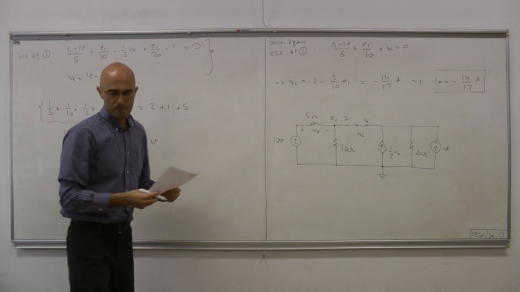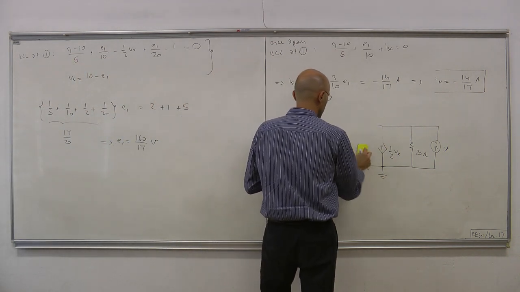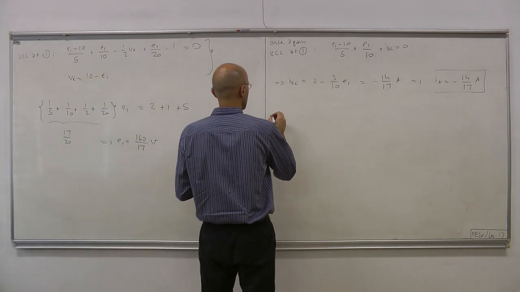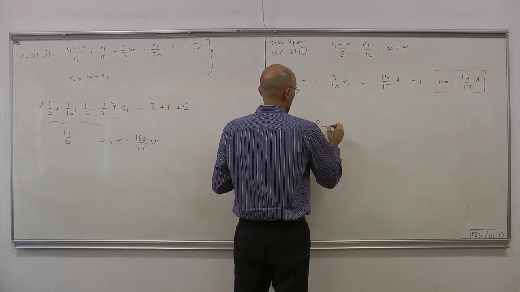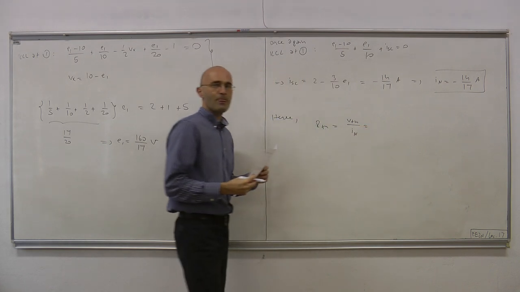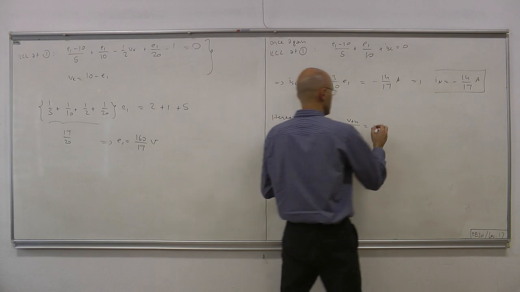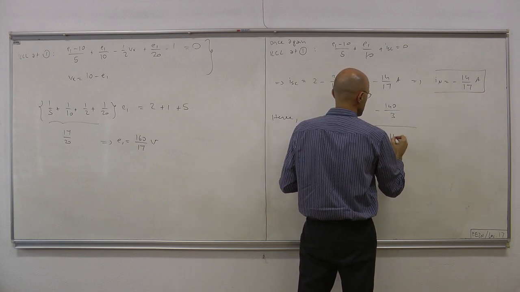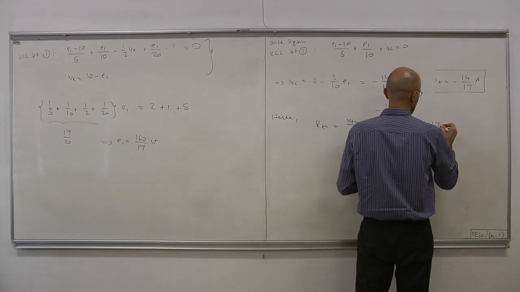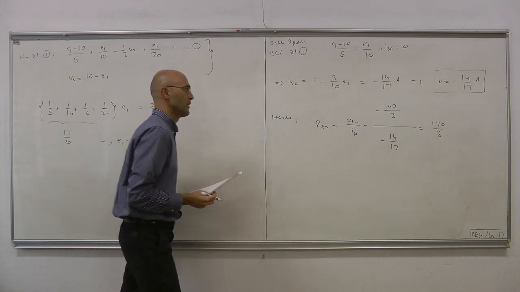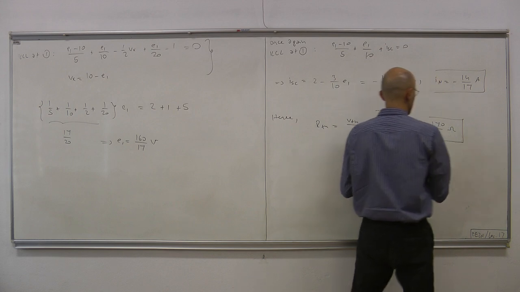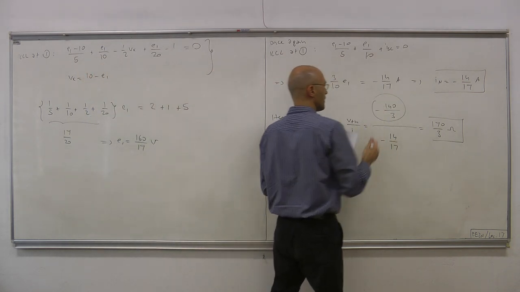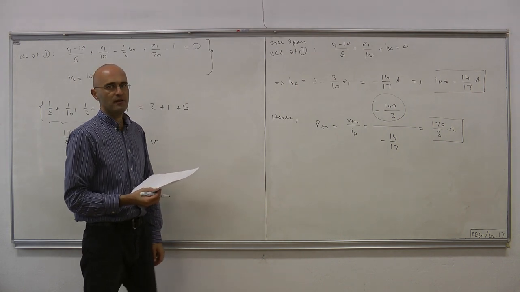Okay. So we have therefore everything we need for the first part of the problem. Hence, R Thevenin equals V Thevenin over I Norton. At this point, both V Thevenin and I Norton are computed. Okay. V Thevenin was minus 140 over 3, and I Norton is minus 14 over 17. And that gives us 170 over 3 ohms. Okay, ohms. That's our Thevenin resistance. So we have Thevenin resistance, we have the Thevenin voltage. So that means we can now construct the Thevenin equivalent circuit.